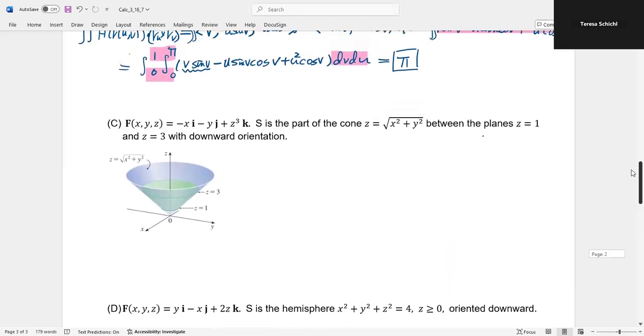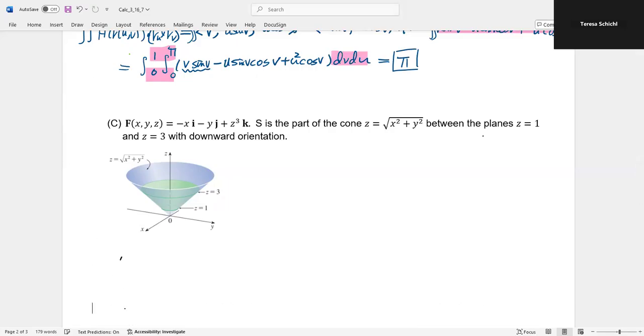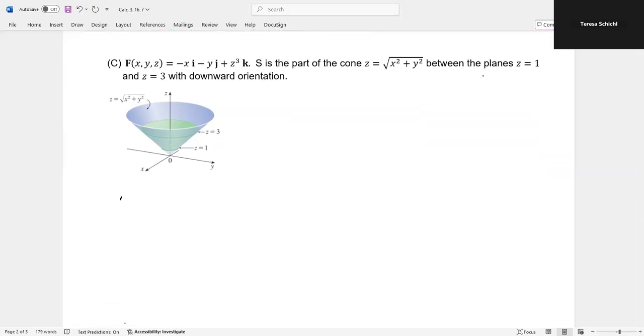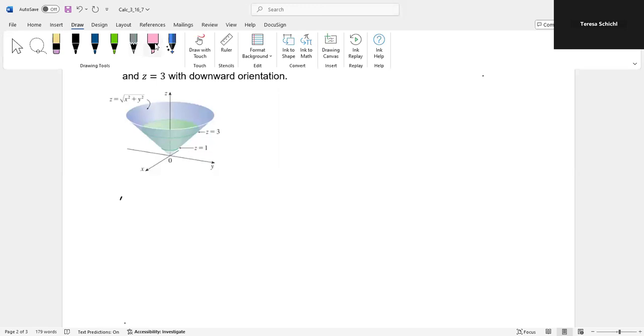Let's continue here. So I have a vector field, negative x, negative y, and z cubed. The surface is a part of this cone, between the plane z equal to 1 and z equal to 3. So here z equal to 1 and z equal to 3, and that is the surface, right?